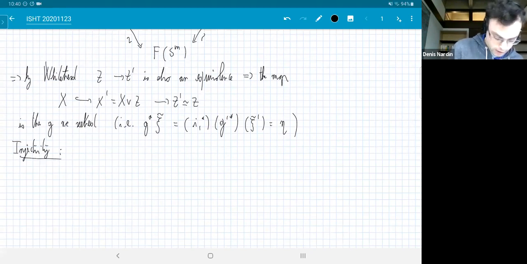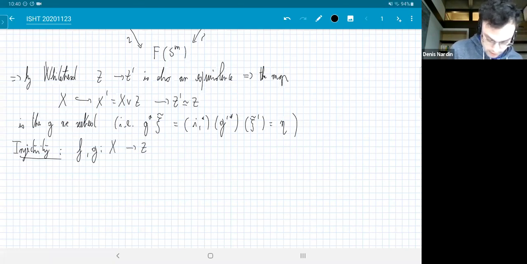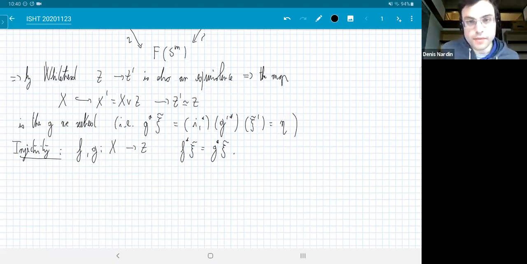So now we have f, g from X to Z such that f upper star of xi tilde is g upper star of xi tilde. And we want to show that f and g are homotopic.